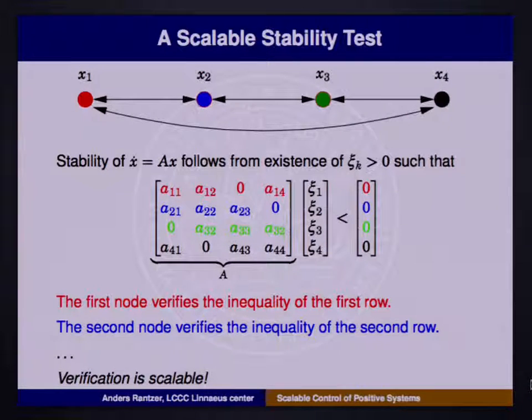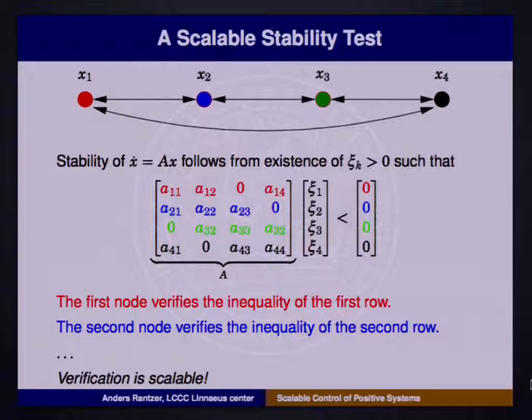This means that in order to check the stability condition, we can divide the test and let one node in the graph be responsible for one row in the matrix. That's the reason for this color coding. The red first row of the A matrix has an inequality which is checked in the first node. And in order to check that this inequality holds, you only need to know those coefficients of the A matrix that appear on the first row. So the full model is not needed anywhere. You can split up the stability check in such a way that every node only needs to know the coefficients that specify how it's interacting with its neighbors. And this is true for every node of the network.